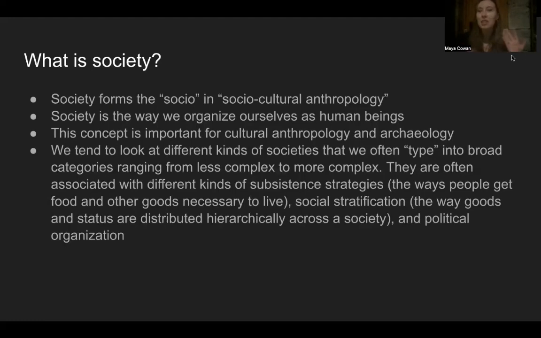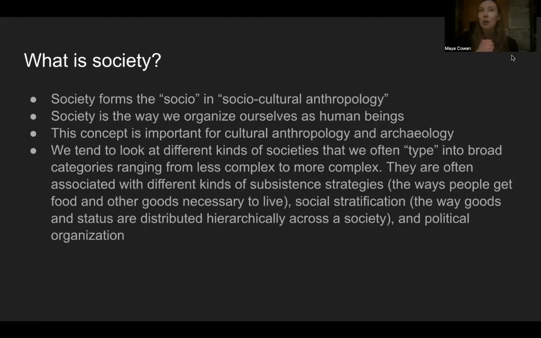So these different types of societies that we come up with, complexity is part of it. And then they're often also associated with different subsistence strategies. As I mentioned, this is our way of getting goods, of getting our essentials. And social stratification, which means the way that goods and status are distributed hierarchically across a society. So this might be through a class system, or this might be through the lack of a class system.